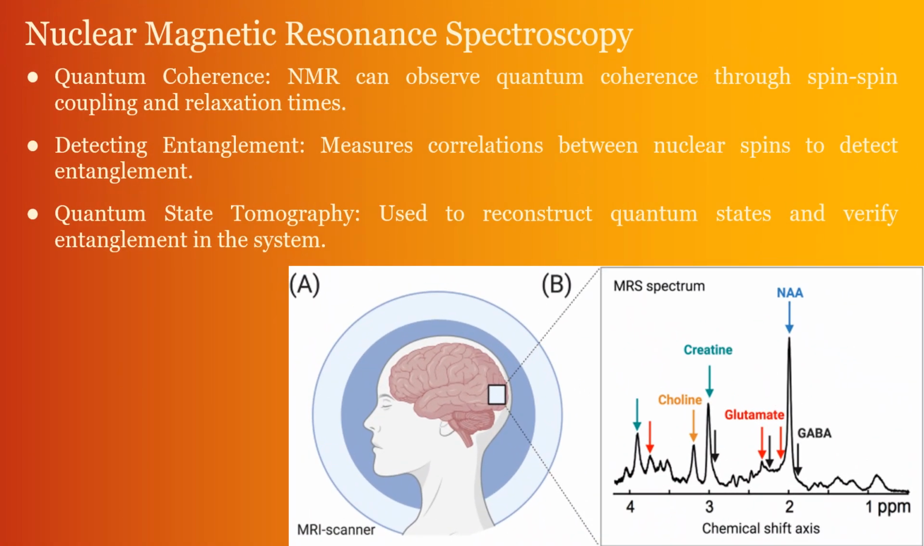Nuclear magnetic resonance spectroscopy. NMR can be used to observe quantum coherence through spin-spin coupling and relaxation times. It can also detect entanglement by measuring correlations between nuclear spins. Techniques like quantum state tomography can be employed to reconstruct the quantum state and verify entanglement.